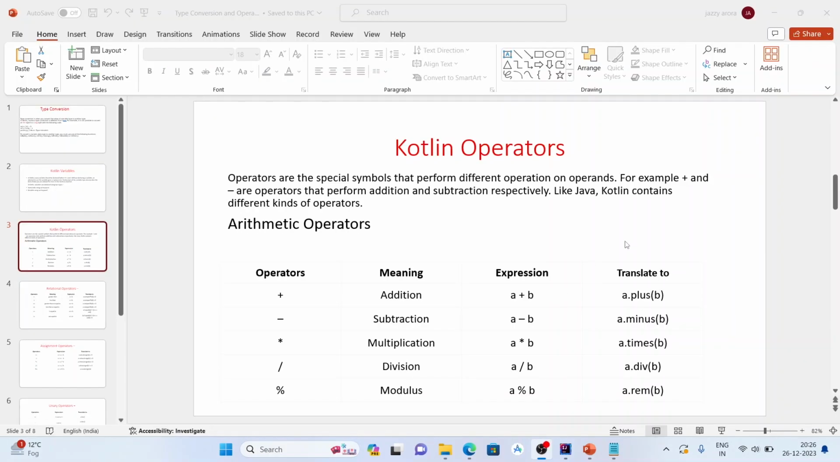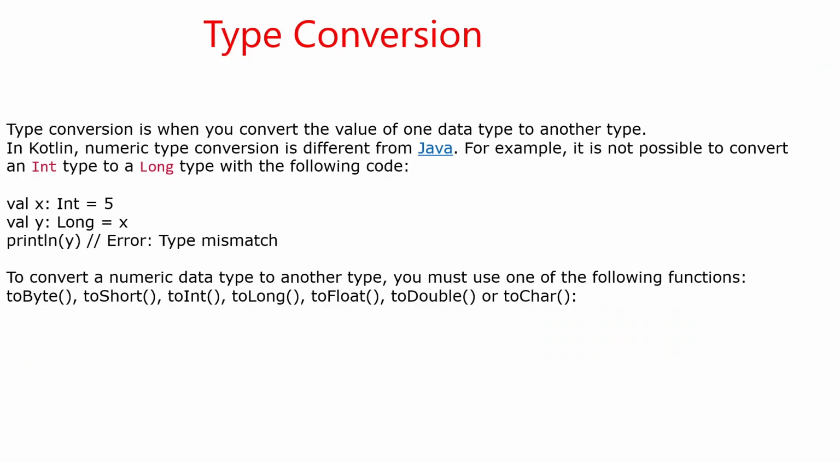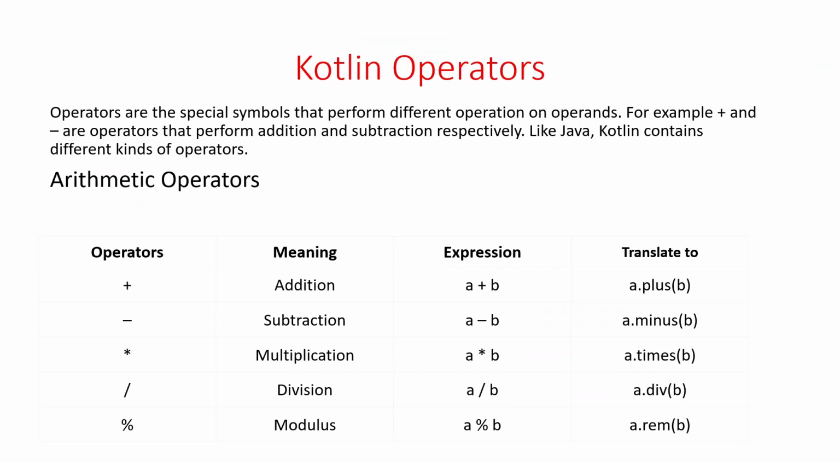In my last video, we learned about the Kotlin variable. Now we are going to learn about the Kotlin operators in detail. Let's find out: what are operators? Operators are special symbols that perform different operations on operands. For example, plus and minus are the operators that perform addition and subtraction respectively.